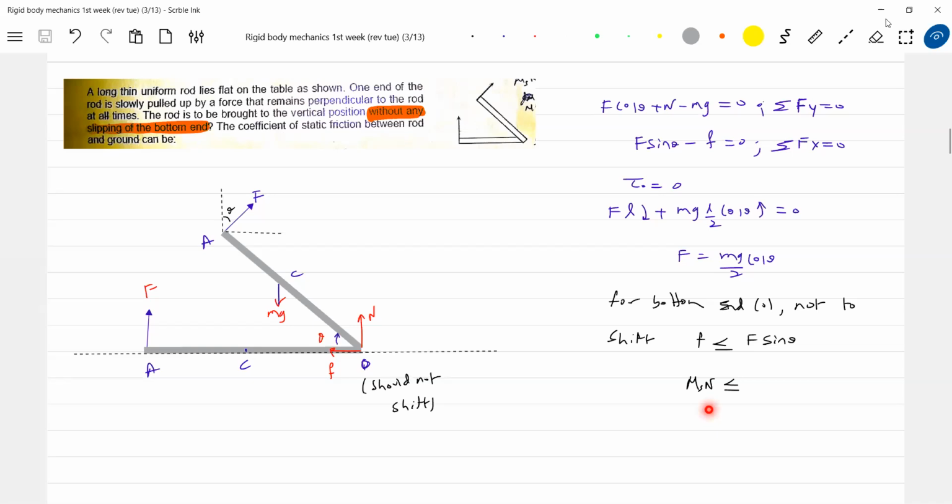Am I right? See, this force F sin theta should be greater than F for it to shift. For it not to shift, the friction should be less than F sin theta. Mu s or mu k, or write only mu s if you're getting confused. Okay, let it be, no problem. Because they didn't mention anything, I'll write only mu. This is F sin theta, so mu. What is N? N is equal to mg minus F cos theta, right? What is F?